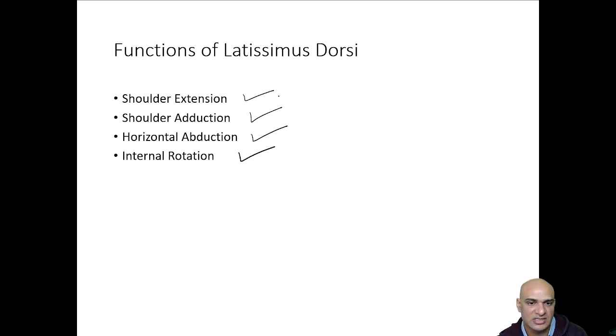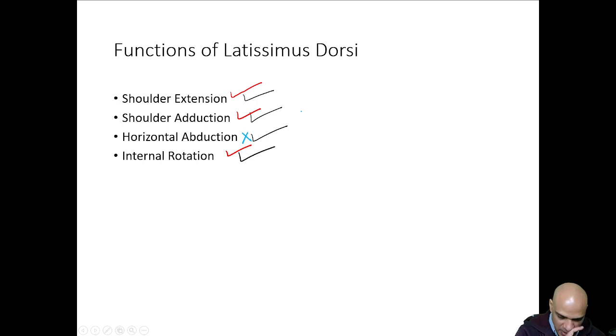So if you look at this, your pectoralis major also did this. Your pectoralis major also did this. Pectoralis major also did this. So only this one here is the opposite, whereas the other three are common between latissimus dorsi and pectoralis major. That's why some of the exercises like your pullover and so on would work both your latissimus dorsi and pectoralis major.